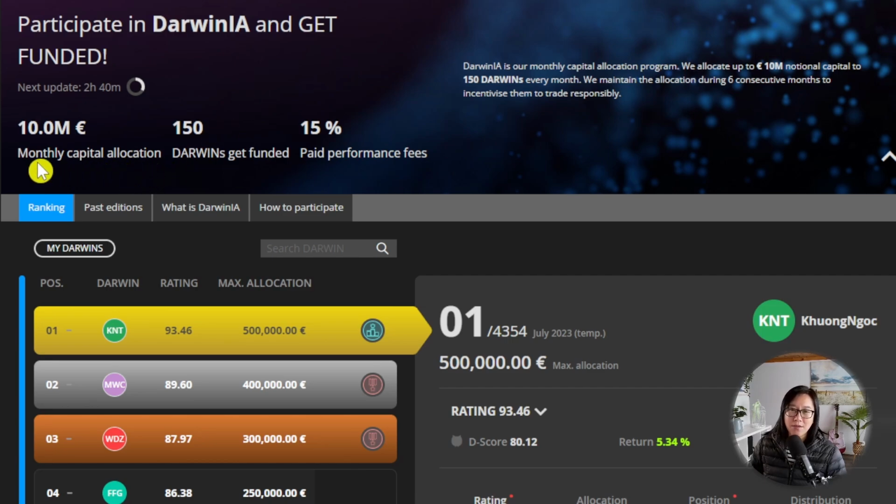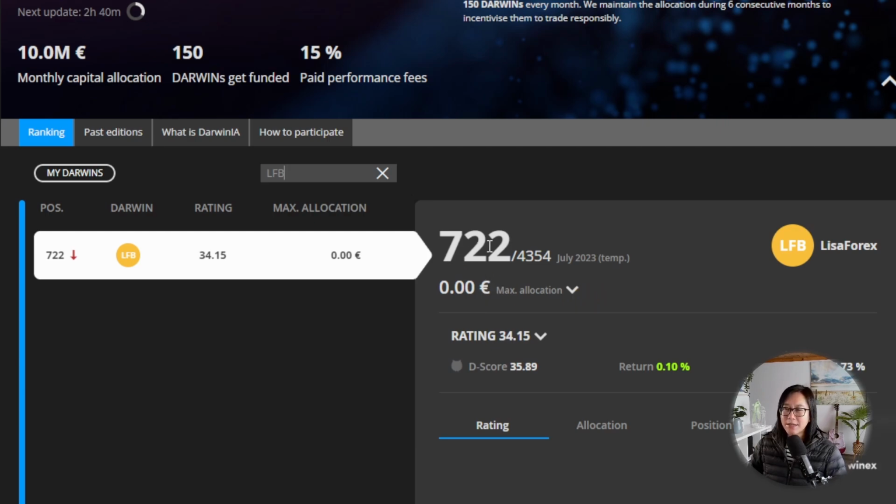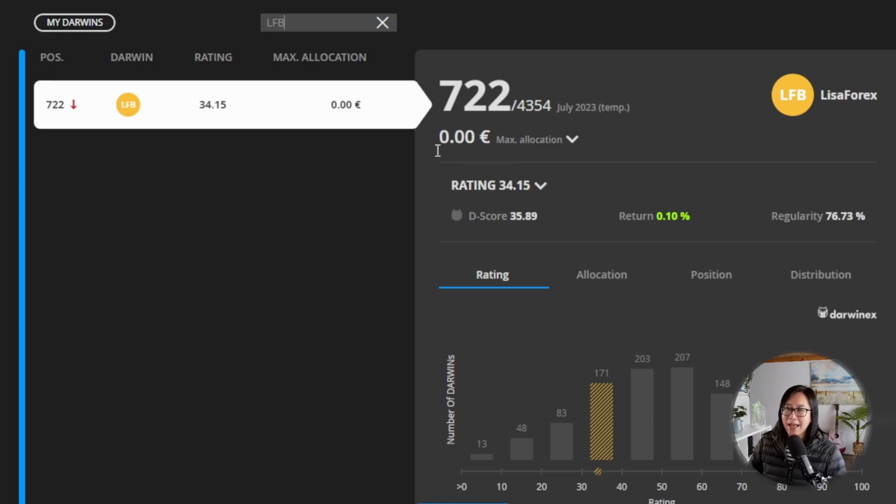Now that I have a Darwin index, I can participate in the DarwinIA, which is a monthly competition where they give out $10 million in a capital allocation to the top 150 traders. And the first trader here, you can see he was given $500,000 last month. And let's see where I am in this list. I am position 722 out of 4354, and I have a total of 0 money allocated to me.